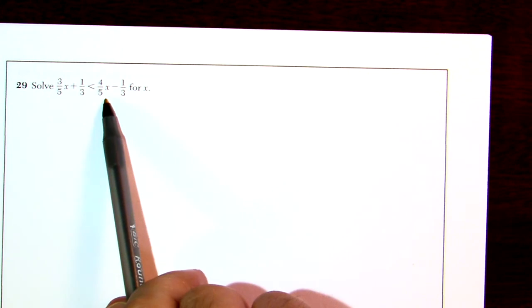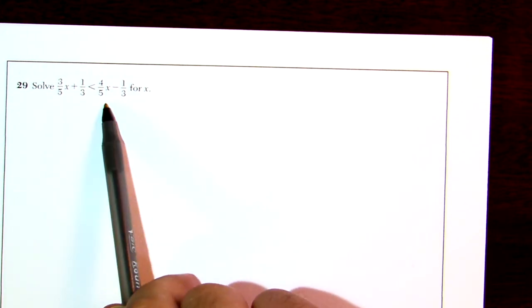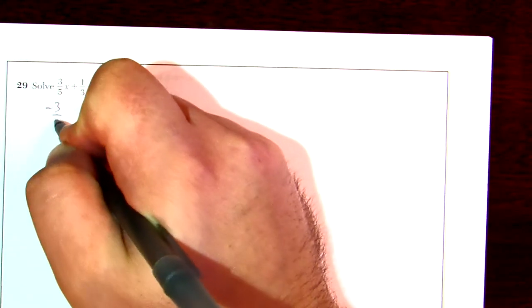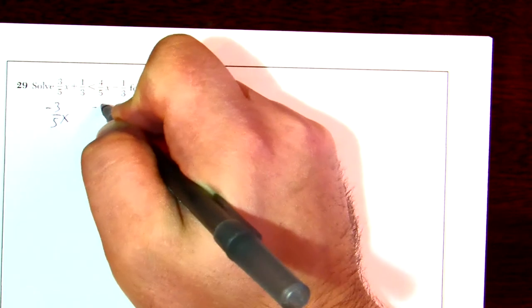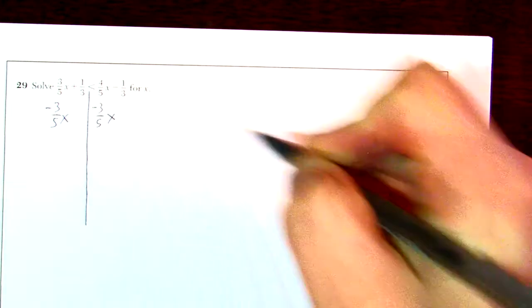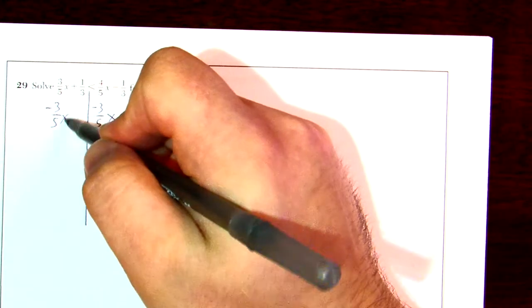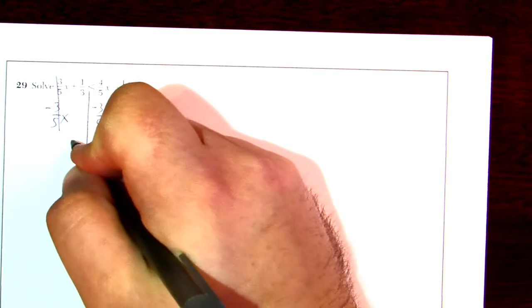29 says solve for x, that inequality. So there are a few ways we can do it here. You can notice that the 3/5 is smaller than the 4/5, so you won't get a negative if you bring the x's to the right. And I think I'm going to start by doing it that way. So we're going to subtract 3/5 x on both sides. Remember, this is our line, our wall, okay? So when you subtract the 3/5 x here, these cancel and you're left with the 1/3.